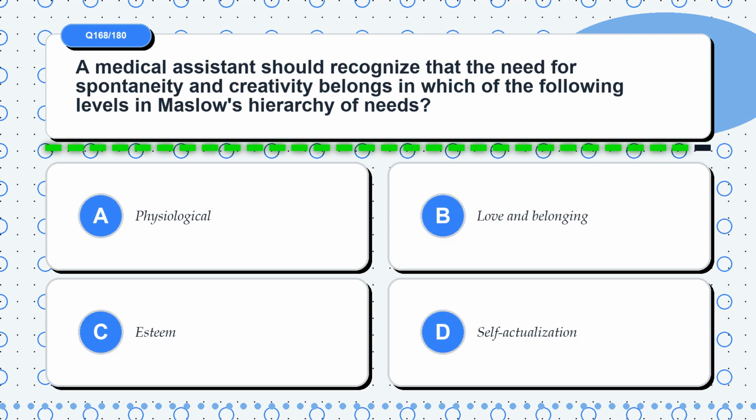Question 168. A medical assistant should recognize that the need for spontaneity and creativity belongs in which of the following levels in Maslow's hierarchy of needs? Here are the options. Option A, physiological. Option B, love and belonging. Option C, esteem. Option D, self-actualization.